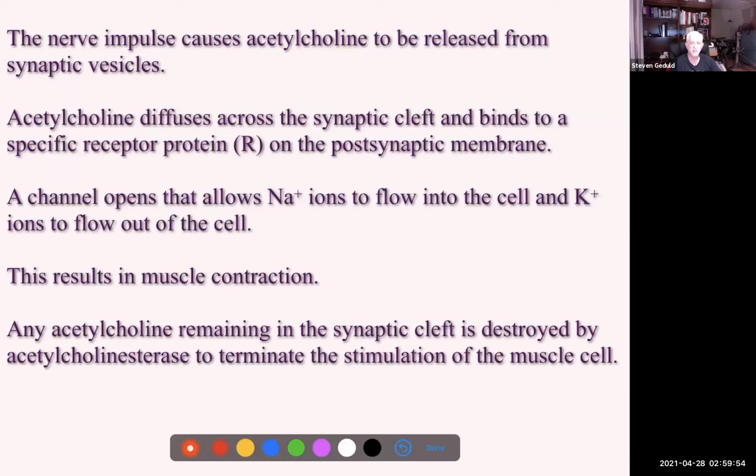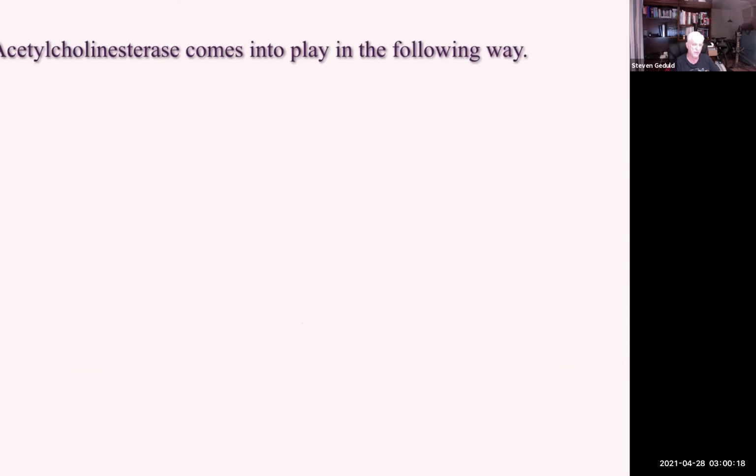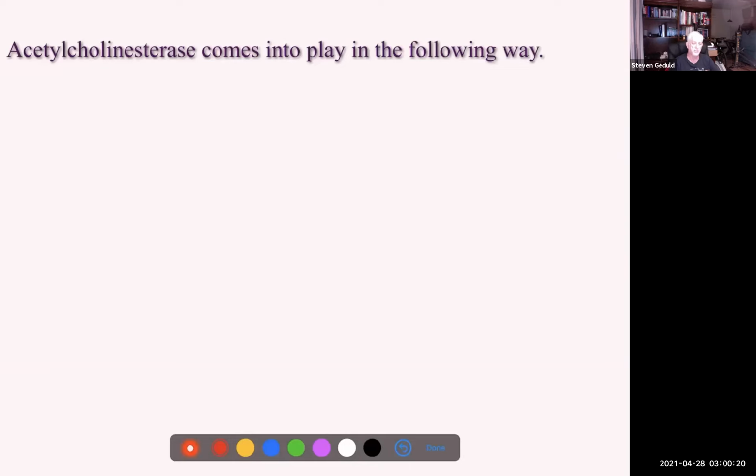Any acetylcholine remaining in the synaptic cleft is destroyed by acetylcholinesterase. Acetylcholinesterase, that's the enzyme. Remember, ASEs are enzymes. Acetylcholinesterase breaks down acetylcholine. It terminates the stimulation of the muscle cell, which is just as important as the initial contraction. Once you contract it, you have to be able to stop it and let that muscle relax again. So acetylcholinesterase comes into play.